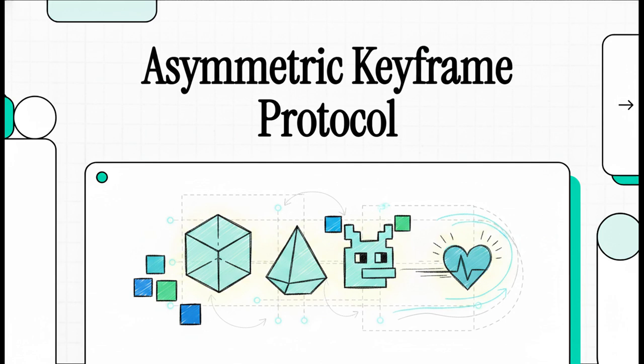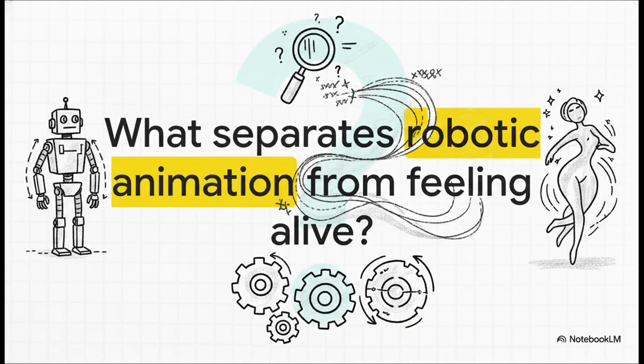We're going to look at the actual architecture behind that magic, exploring a game-changing framework known as the Asymmetric Keyframe Protocol. Okay, let's dive into this. So, what actually separates a stiff, robotic animation from one that feels undeniably, intuitively alive? Look, if you've ever dabbled in 3D animation, you've almost certainly hit that wall, where your character moves, but it kind of feels like a cheap animatronic at a rundown theme park.